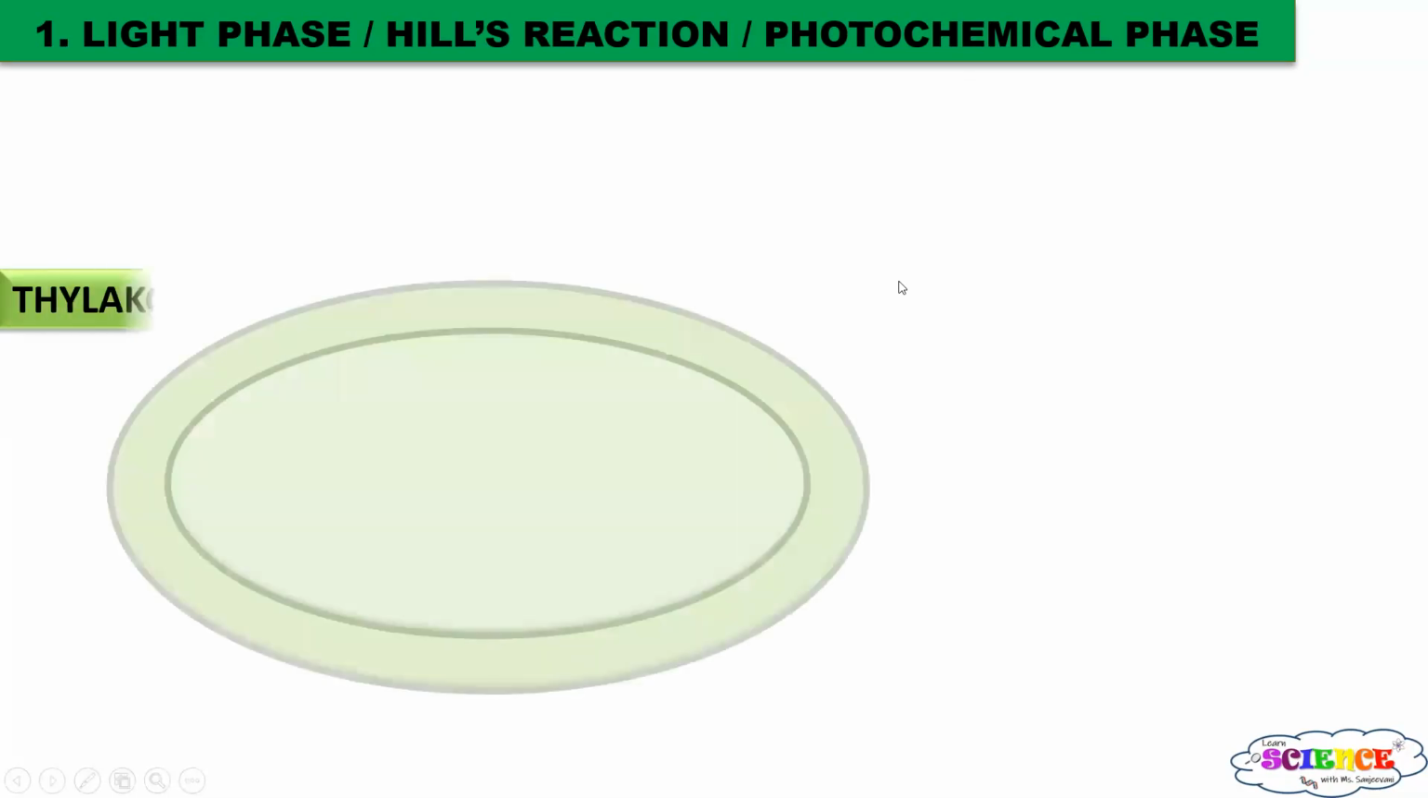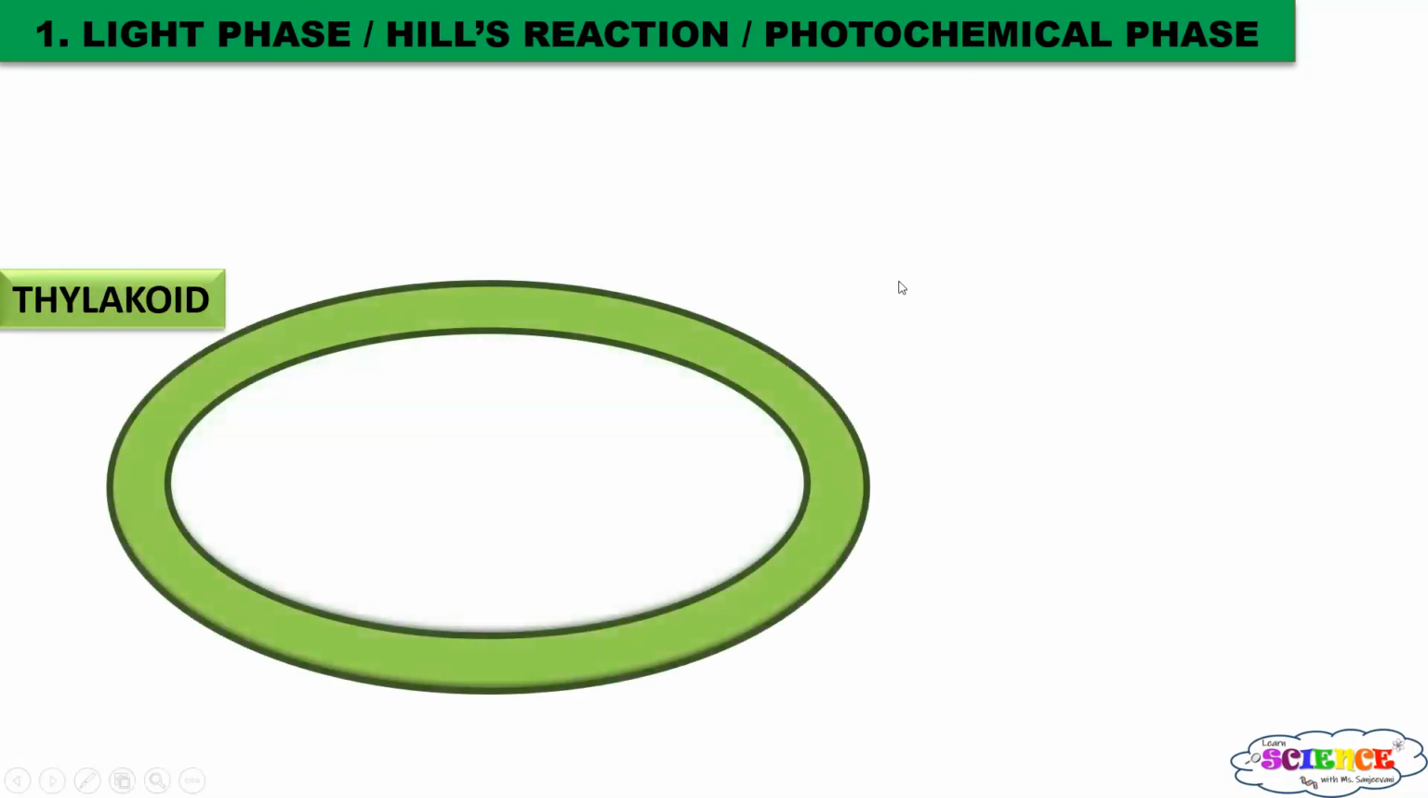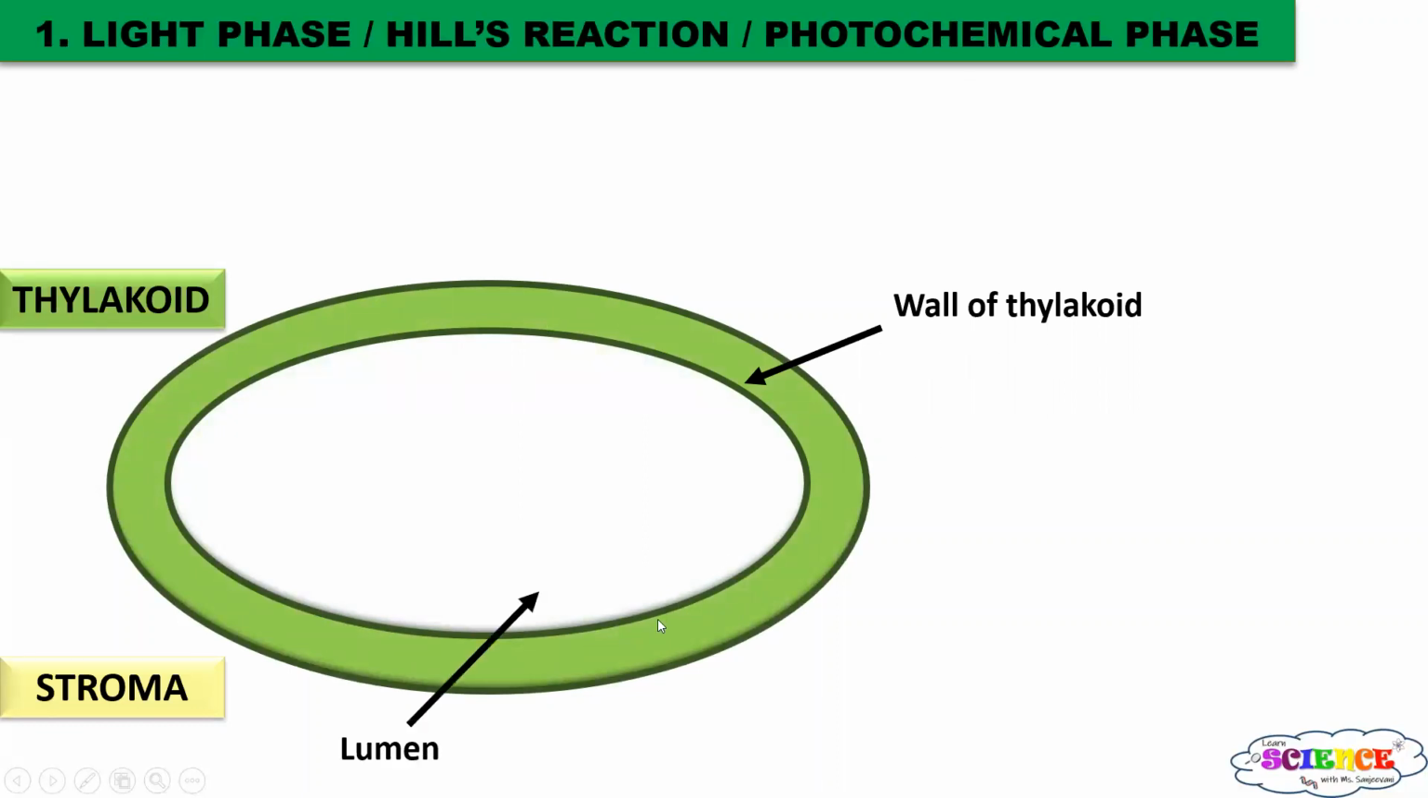Okay, so let us study the phases. The first phase is the light phase, which occurs in the thylakoid. You can see here the magnified thylakoid, and the outer part is called the stroma. This part is called the wall of thylakoid, and the inner cavity is called the lumen.